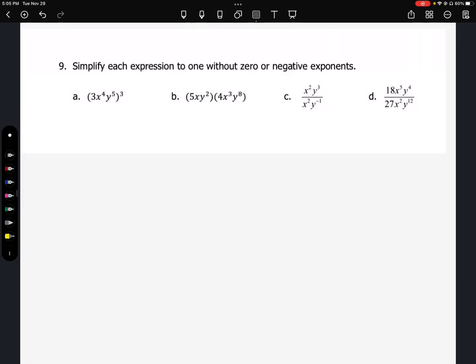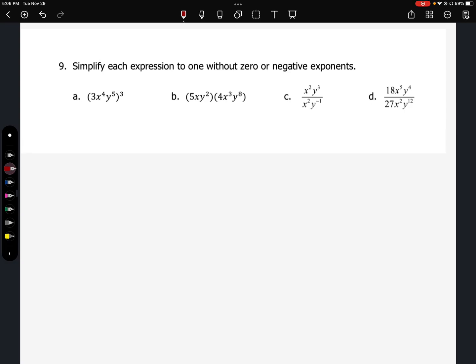Welcome to number 9 from the Chapter 4 Closure packet. This video will talk about our exponent rules. So the directions: simplify each expression to one without zero or negative exponents.